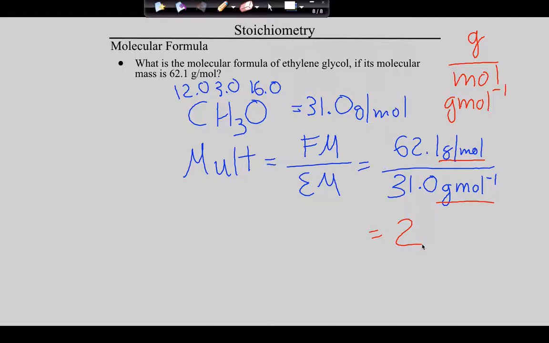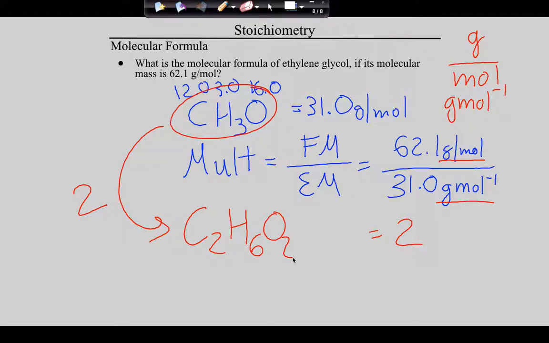2. So what does that mean? Well, it means that the molecular formula is twice the empirical formula. So all we got to do is take this and double it, and we get C2H6O2, and that is antifreeze.